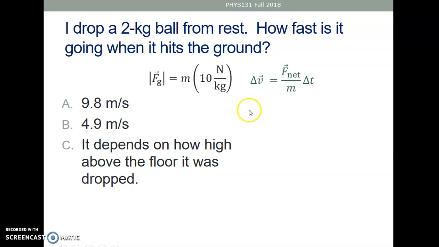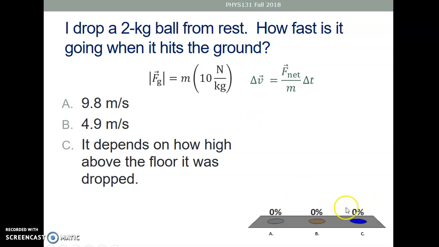All right, let's see. 3, 2, 1. Oh, we don't have any answers for this one. Okay, I don't know why. I think they got erased from last year. But the answer is C. Depends on how high above the floor it was.